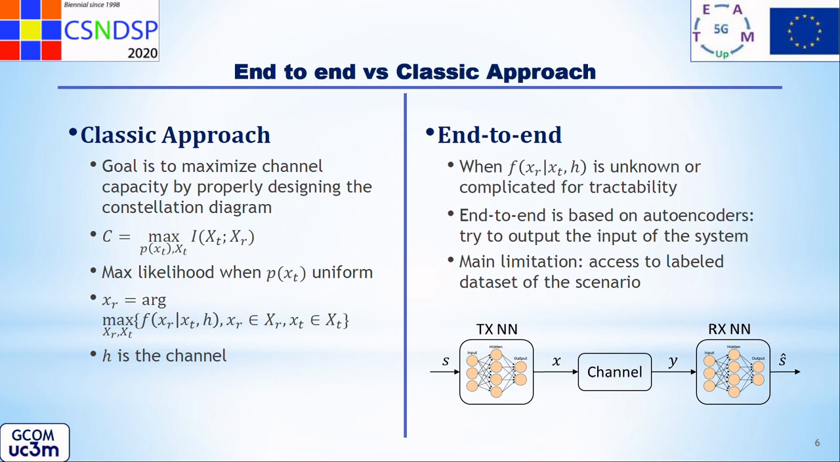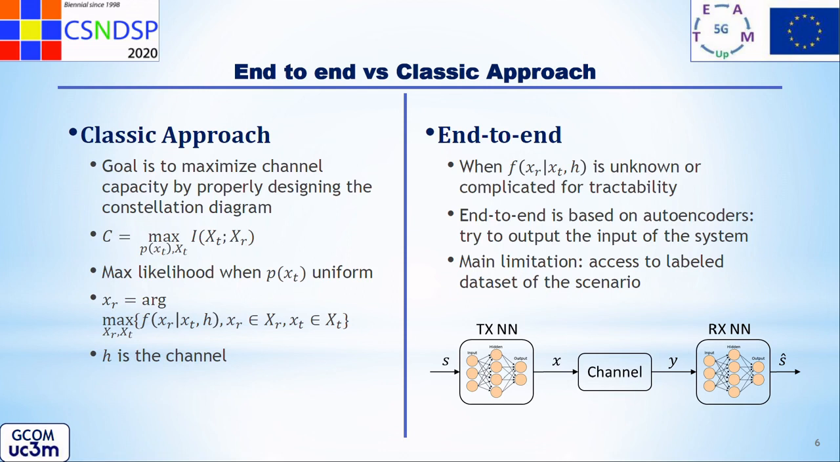In the classic approach of constellation design, the goal is to maximize the channel capacity. For this purpose, we need to define the marginal distribution of the transmitted elements and their probability. When the probability is uniform, the problem translates to the maximum likelihood optimization. The main limitation is that it needs to know the probability density function of the received symbol with respect to the transmitted symbol and the channel. Usually, the channel is unknown or it's very complicated to be mathematically tractable.